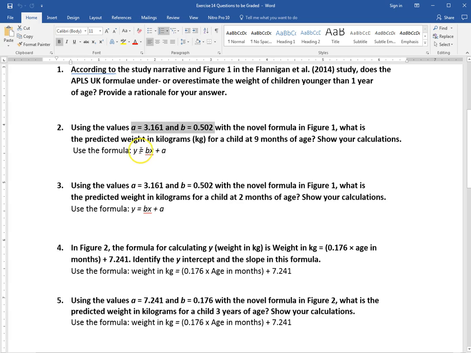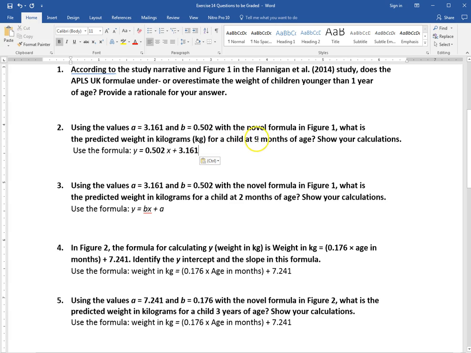Y, so our predicted value, equals bx plus a. So I'm going to take this a value and plug it into the equation here. And I'm going to take this b value and plug it into my equation there. So let me just show you what that would look like. So that b value goes here, where the b is in the equation, and then this a value is going to go here, where the a is in the equation.